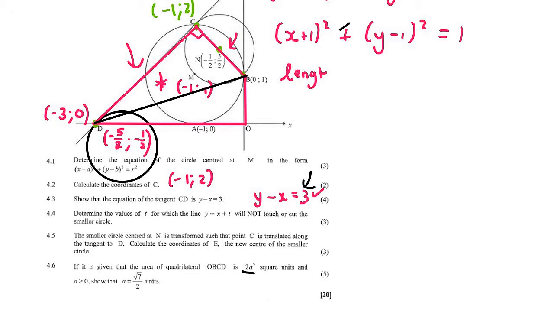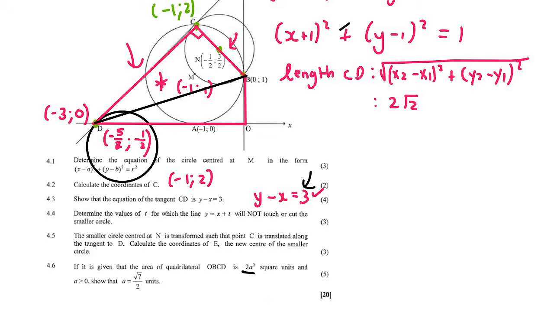So the length of CD. Obviously you just use the distance formula, and you guys know how to do this. I'm going to quickly fill everything in and get the answer, which is going to be 2 root 2. I'm going to leave it like that because that's the most accurate answer. And then we need to find the length of CB.